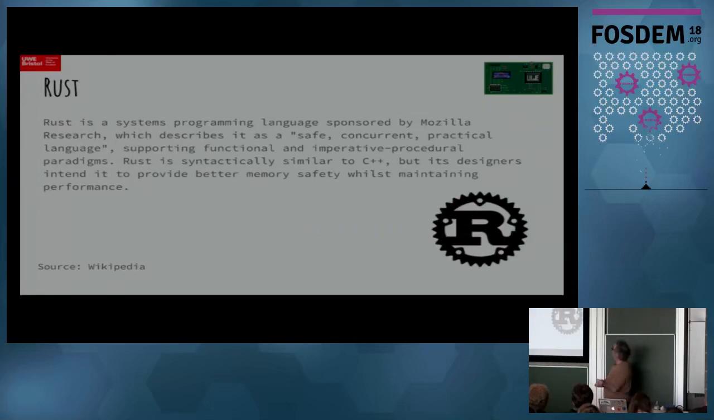So, we're proposing Rust. This is just taken from the Wikipedia page, so you can read that in your own time. But the most important thing is that it describes itself as a safe and practical language for systems programming with a goal of being performance compatible with C++. Now, my experience is that it's not quite there yet, but it is pretty close.